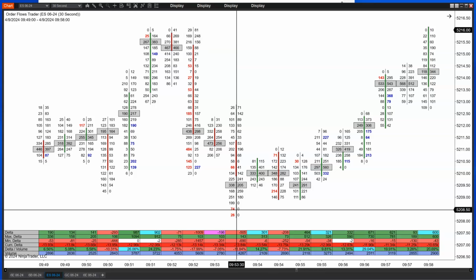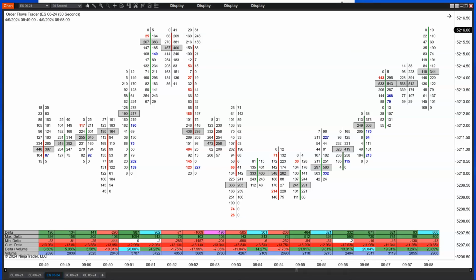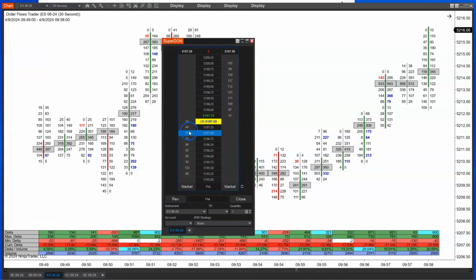Think of it this way. There are people that provide liquidity. Getting back to our DOM real quick, these people are providing liquidity, the passive buyers. The passive sellers are providing liquidity, right? It's the people that buy at the market who are removing that liquidity. People that sell at the market are removing that liquidity.